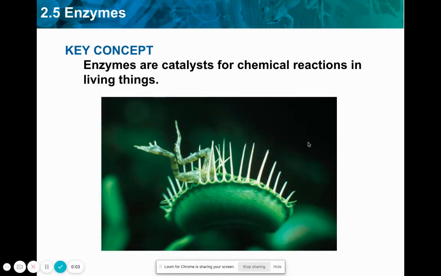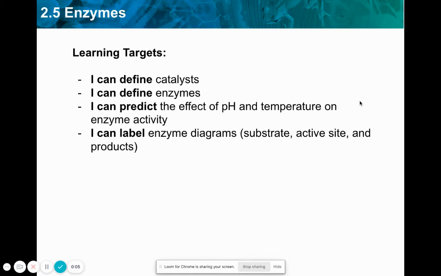Today we're going to be talking about enzymes. And by the end of today's lesson, you should be able to be familiar with the following learning targets.